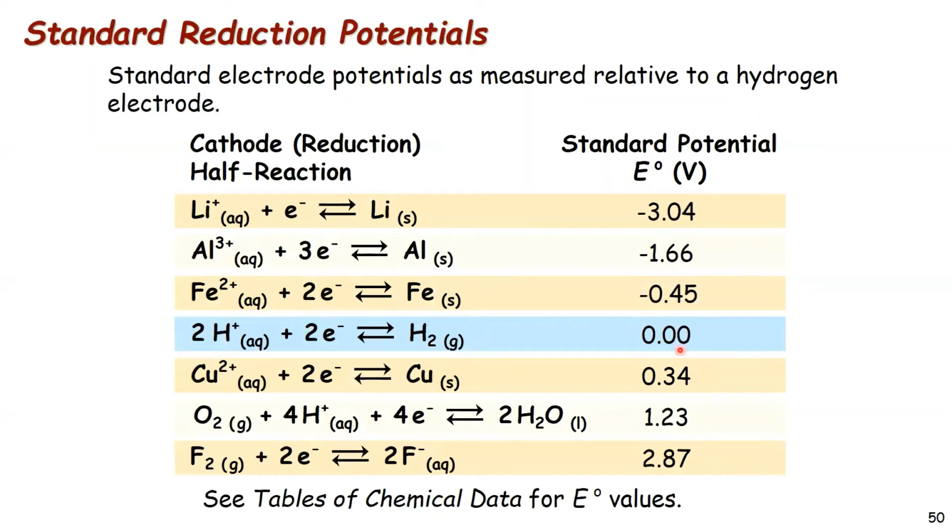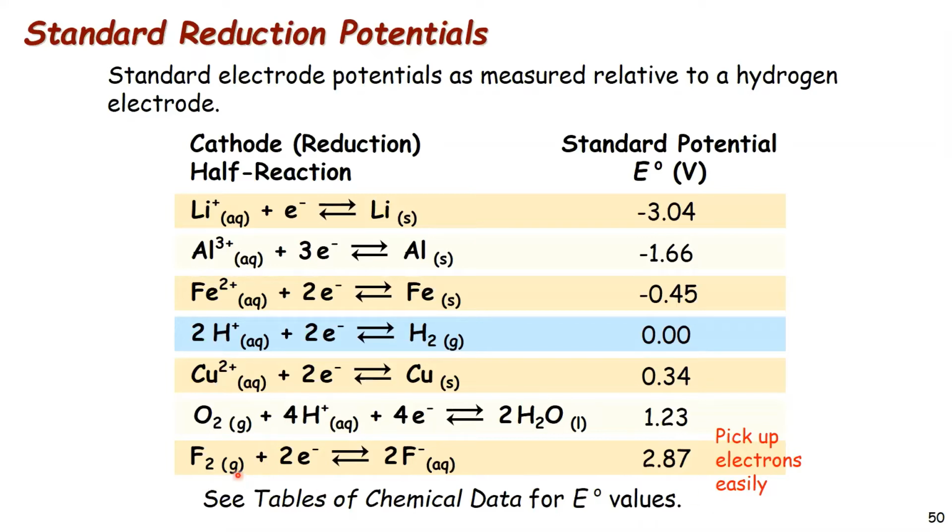So here's an example of the table. Lithium has a standard reduction potential of -3. Aluminum has a reduction potential of -1.6. Iron, -0.45. There's our hydrogen. It's at 0, right? That's what we used. The copper, on the other hand, has a positive value of 0.34. Oxygen reacting with acidic protons to form water is 1.23. Fluorine gas reacting with electrons to form the fluoride ion, 2.87. So the standard reduction potentials represent how easily electrons are picked up.